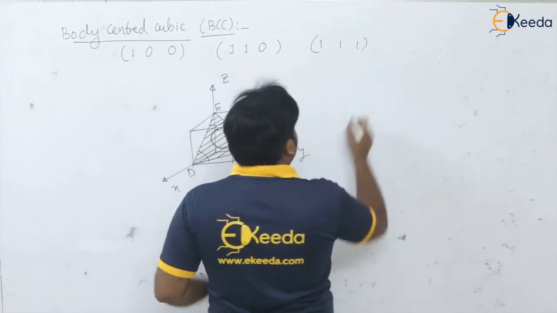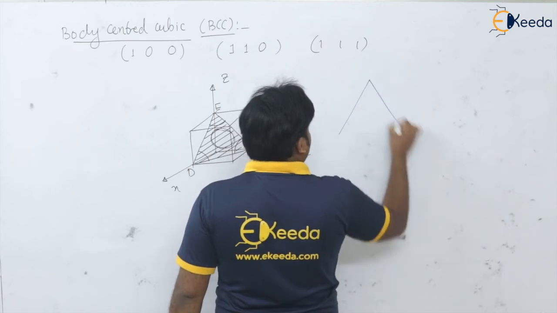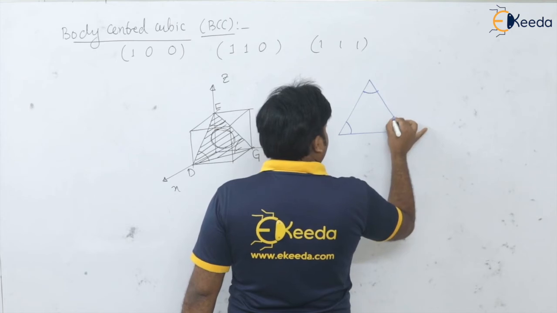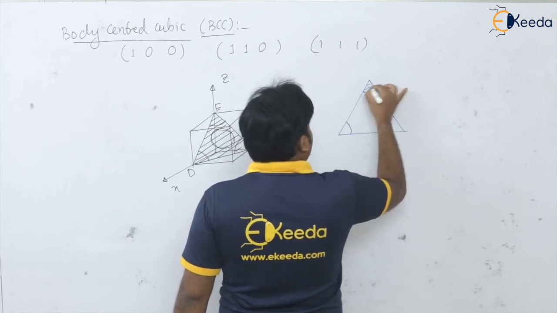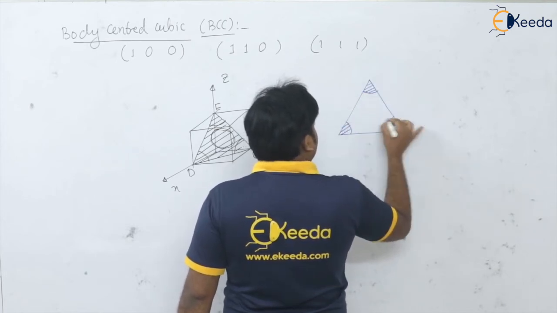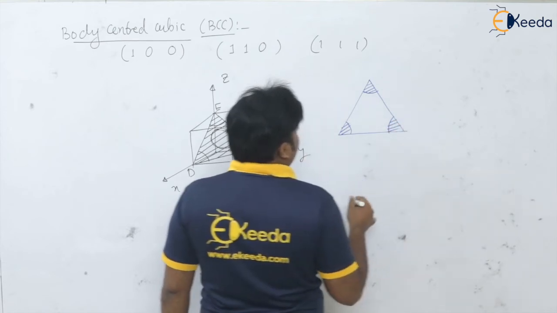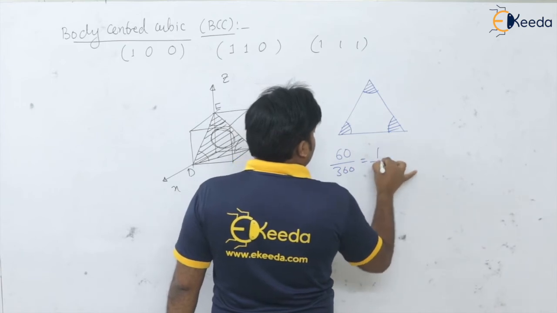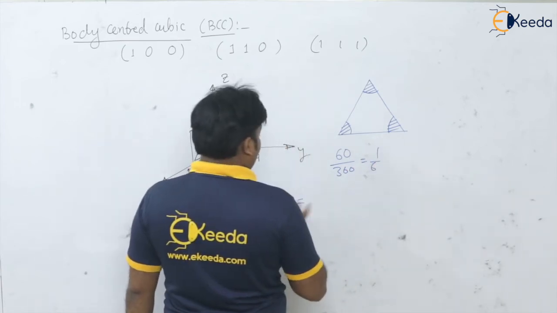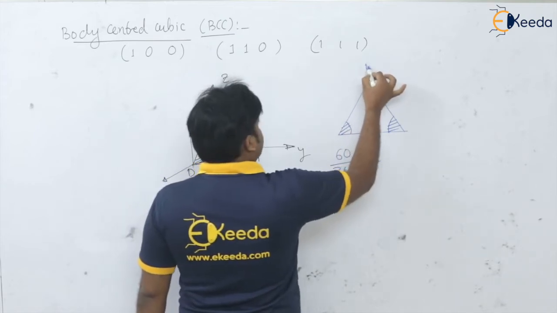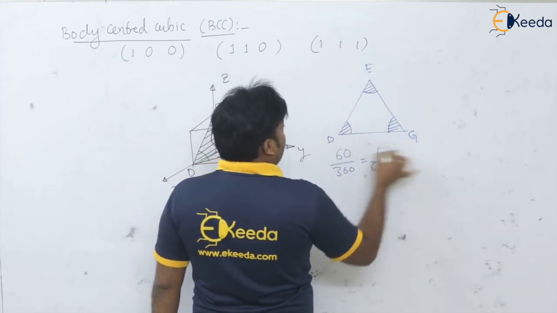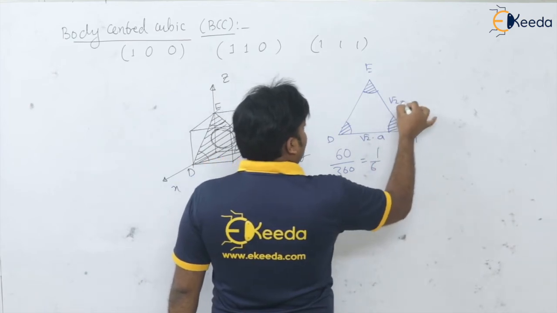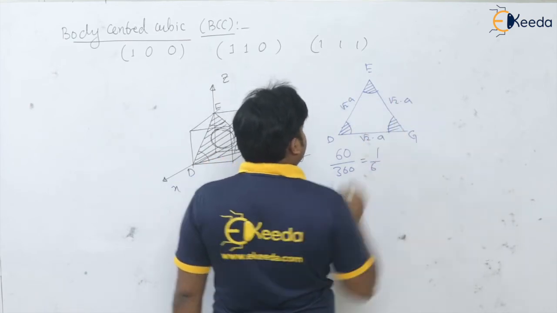So how will this plane look like? This only. So here, just these three corner atoms that we are going to see, not 1/4 because this is 60 divided by 360, that is 1/6, isn't it? So the number of atoms will be how many? Plane E, D, G, and what is the length of DG? Root 2a, all the lengths are root 2a, equilateral triangle, root 2a.